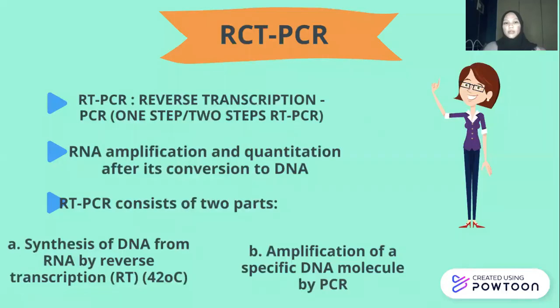Okay, there are 2 types of PCR. First is reverse transcription PCR. This is a method for RNA amplification and quantitation after its conversion to DNA. RT-PCR consists of 2 parts. First is synthesis of DNA from the RNA by reverse transcription at 42 Celsius. And the second one is amplification of a specific DNA molecule by PCR.